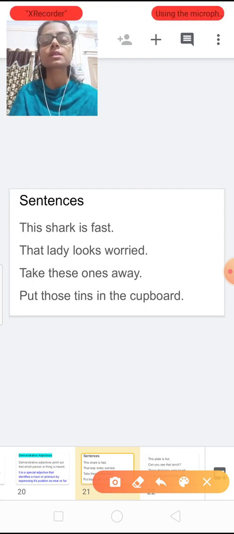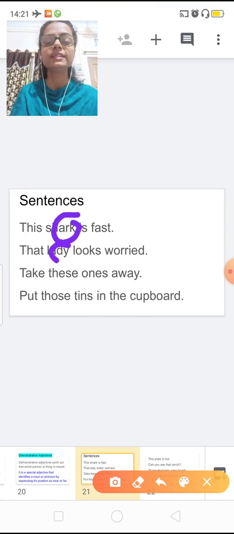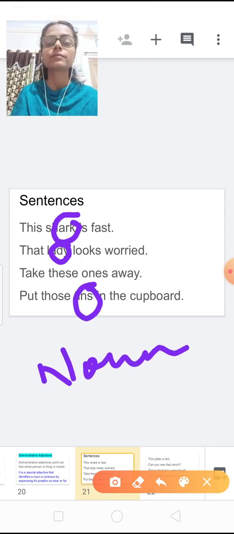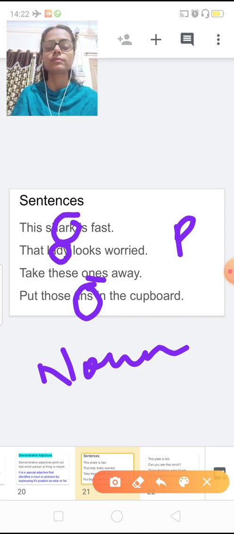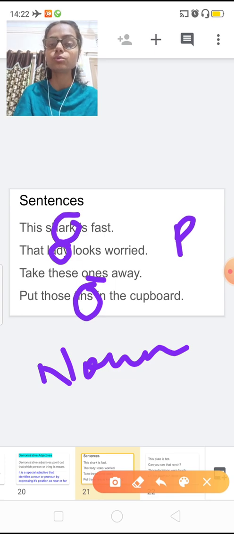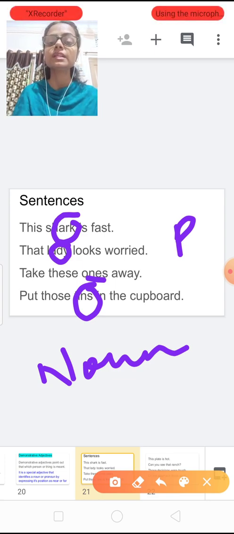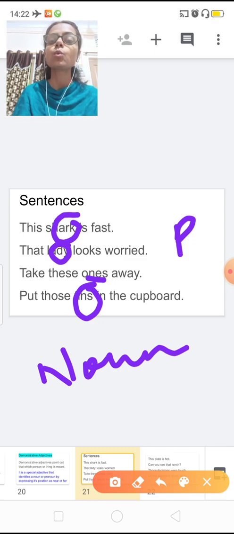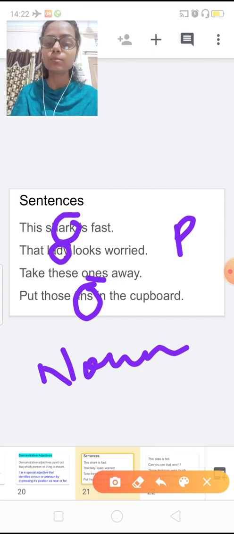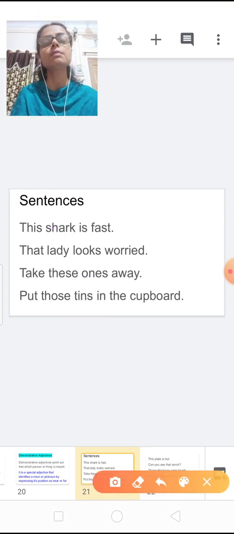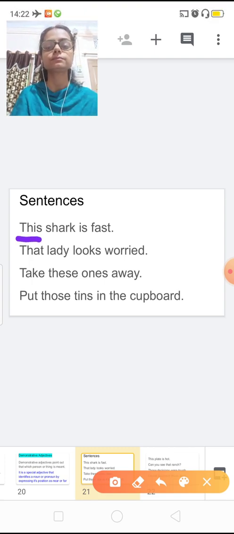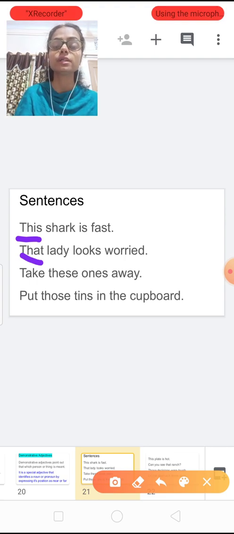Now one thing, shark, lady and tins are nouns, and ones is a pronoun. As I told you in the definition, it tells the position of a noun and pronoun. So shark, lady, tins, nouns, ones, pronoun. Okay, now we will mark the demonstrative adjective, which is our main point. First, this shark is fast. This. That lady looks worried. That.